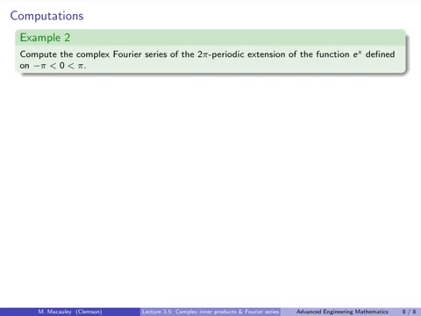We'll conclude with one more example. So let's compute the complex Fourier series of the 2 pi periodic extension of the function e to the x defined from negative pi to pi. So here's what I mean by that. Here is a function, and from negative pi to positive pi, let's say this function is e to the x. Well, let's just copy-paste that to be periodic and compute the Fourier series of this. So this is what f of x is equal to.